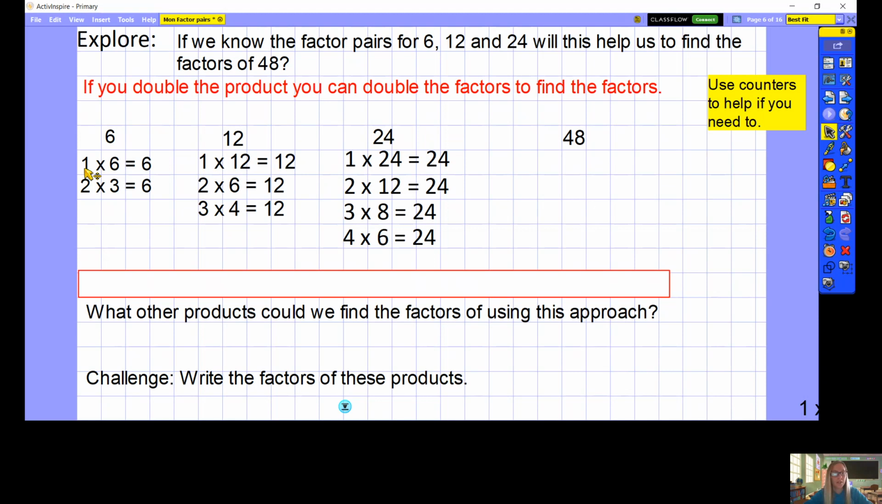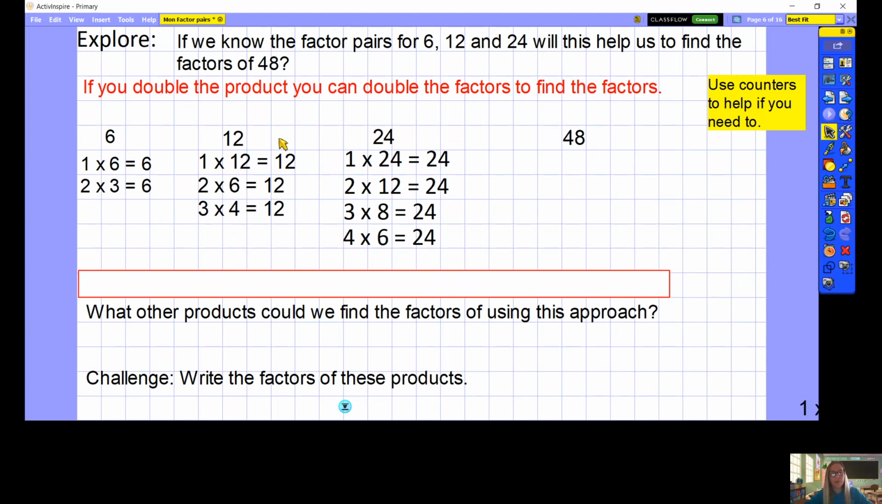We've got 1 times 6, so we've got 1. If we double 6, we've got 12. And then we can look at 2 times 3. So if we double 3, we've got 6. So 2 times 6 equals 12. And then we can look at doubling 2 as well, because 2 is a factor. So double 2 is 4. So we've got 3 times 4 equals 12. So by doubling the factors of 6, I can find the factors of 12.